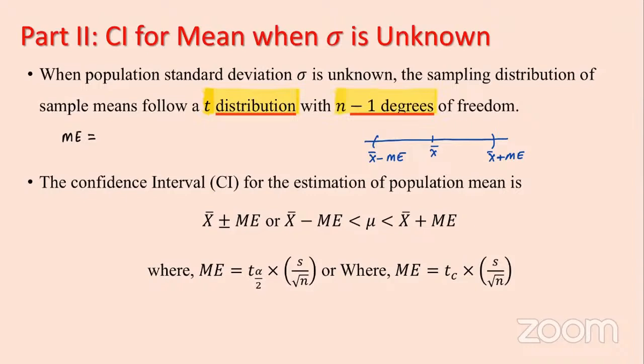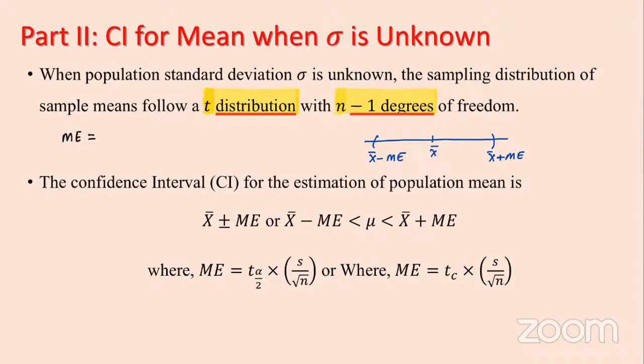And when we are talking about the t distribution, we don't talk about mean and standard deviation. Instead, we need the degrees of freedom. And what is degrees of freedom? That is the sample size minus 1. Whatever sample size is given, you subtract 1. That is called the degrees of freedom.